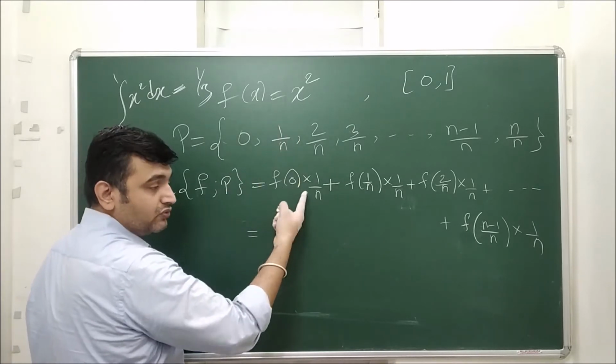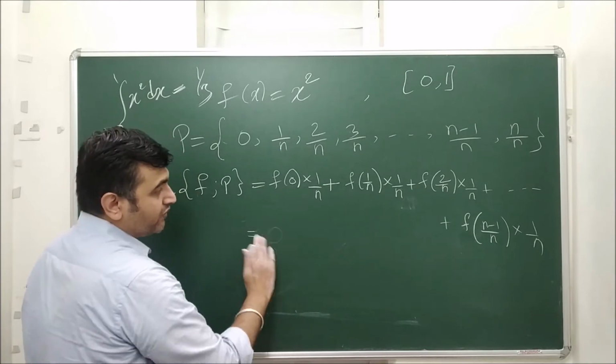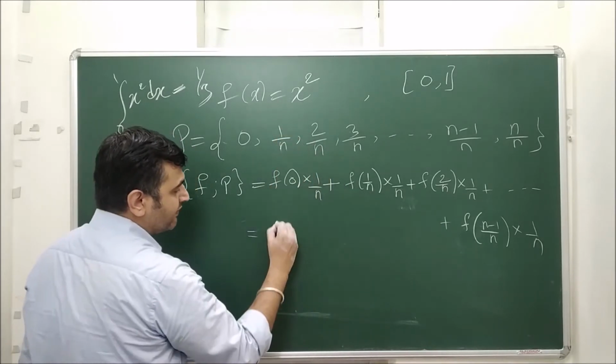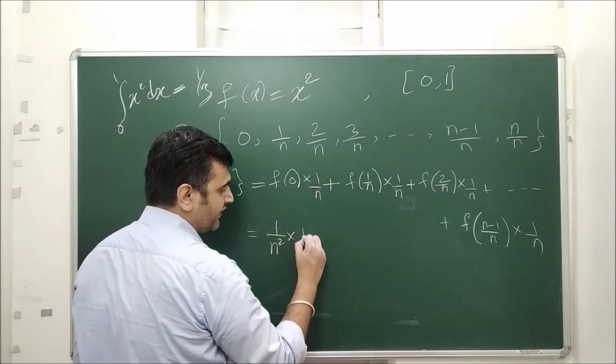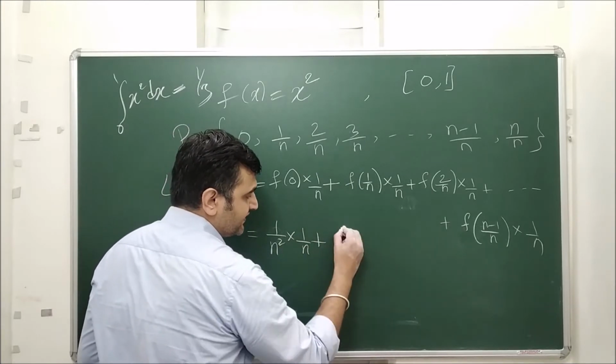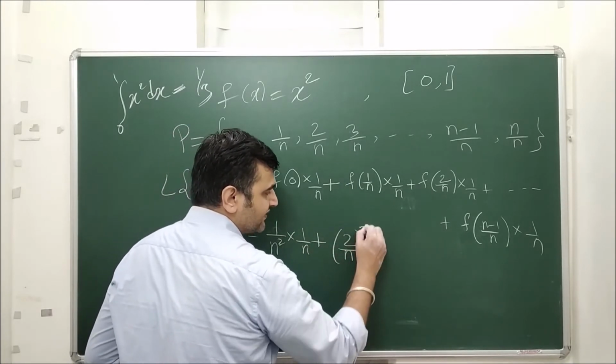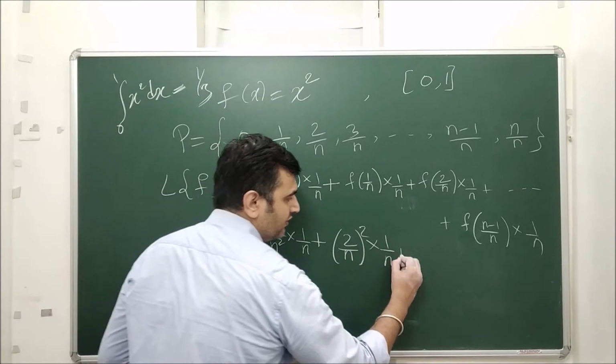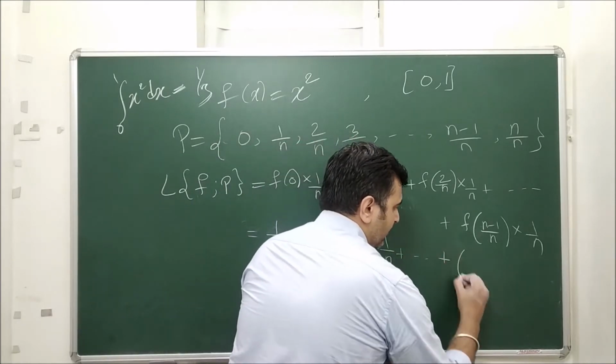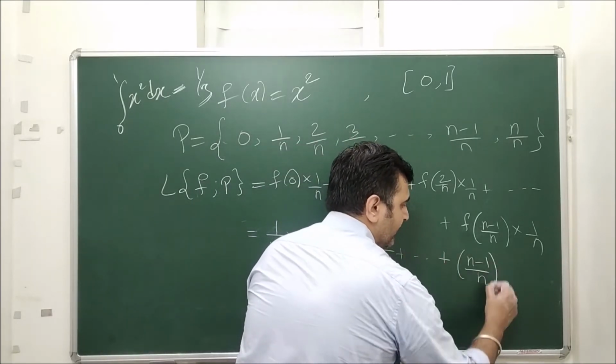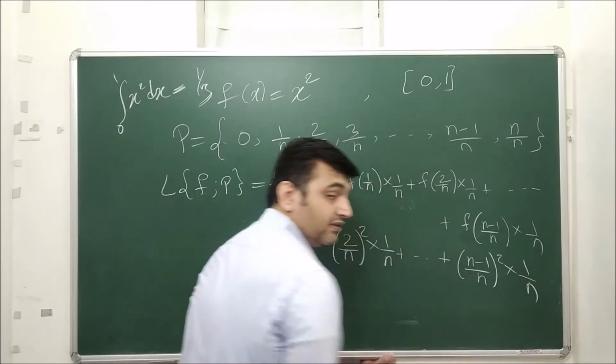So what is f of 0? 0 only, so no need to write. What is f of 1 by n? It will be 1 by n square. So 1 by n square into 1 by n. What is this? 2 by n square into the length of the interval, plus (n minus 1) upon n square into 1 by n.